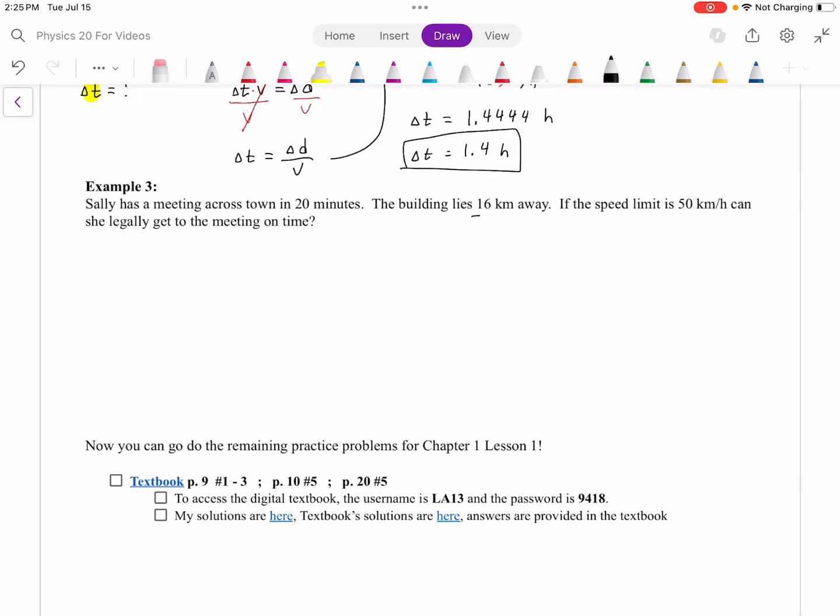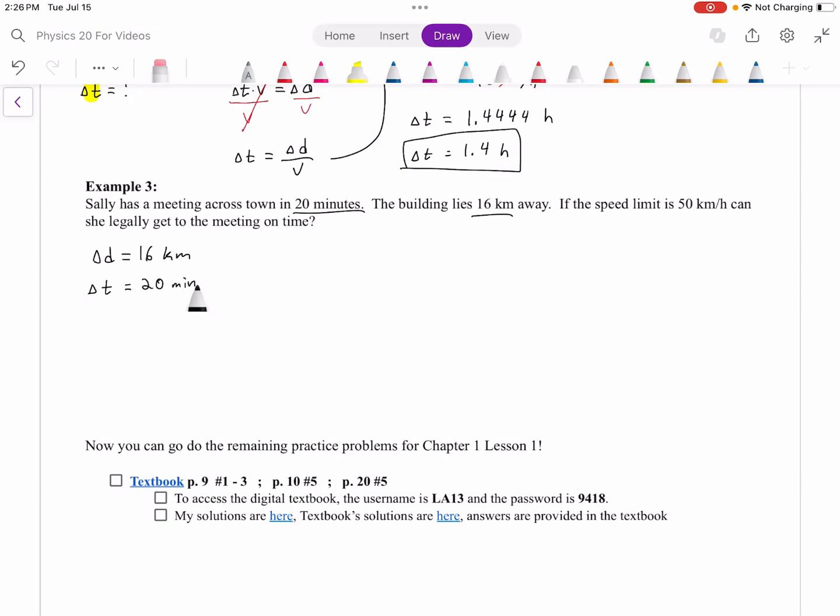So she needs to travel 16 kilometers and she needs to do it in 20 minutes. Now, I want you to take a look at our units here and think about them, right? Are these units going to work well together? Our speed limit is in kilometers per hour. Our time is in minutes, right? So these numbers are not ready to work nicely with each other, right? If we just did D over T now, we'd get kilometers per minute.